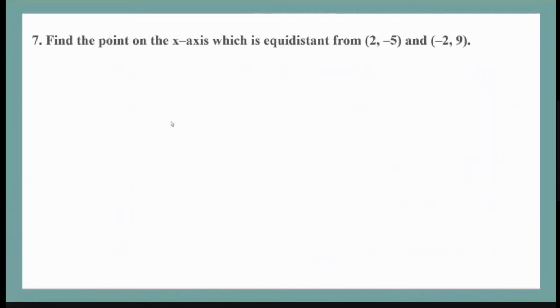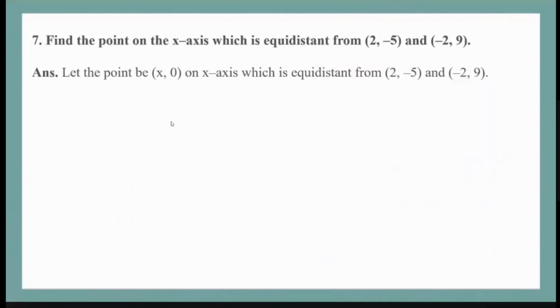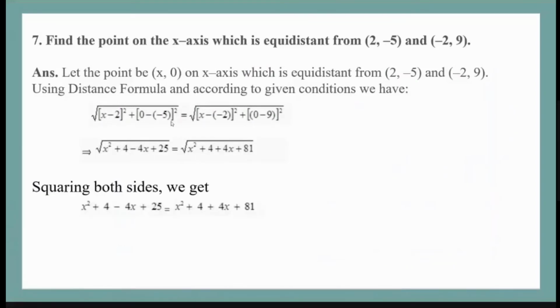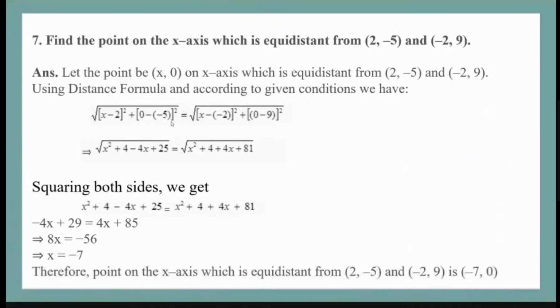Now, this (x, 0) is the point which is equidistant from (2, -5) and (-2, 9). So I will find out the relationship. I'll put in the values and, using the distance formula, equate these two distances, which gives me the value of x. How much does it come out to be? It comes out to be -7. So the point is (-7, 0). I hope this is clear to you. Let us go on to the next question.